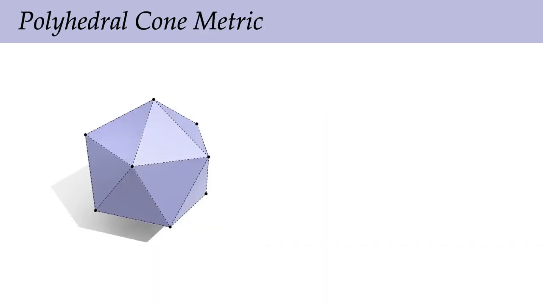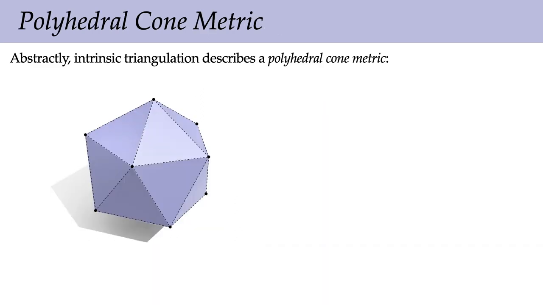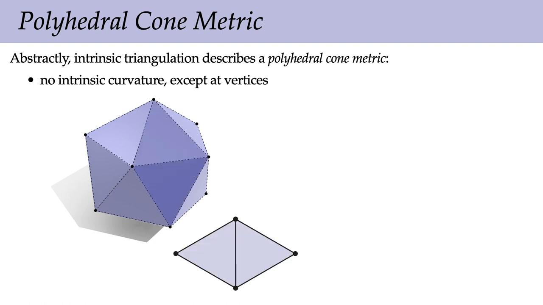More abstractly, our edge lengths describe what's known as a polyhedral cone metric, that is, a space with no intrinsic curvature except at a collection of vertices. The faces of our mesh are clearly flat, and while the edges may not look flat in 3D space, each edge and its two neighboring triangles could be laid out flat in the plane, so these edges are intrinsically flat. From the intrinsic perspective, there's no curvature at faces or edges. It's all concentrated at vertices.